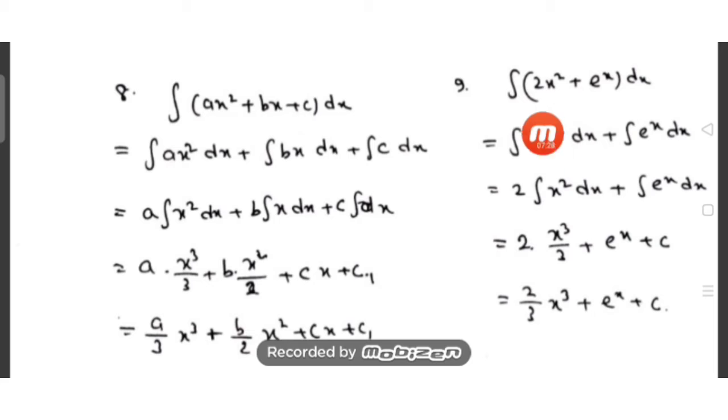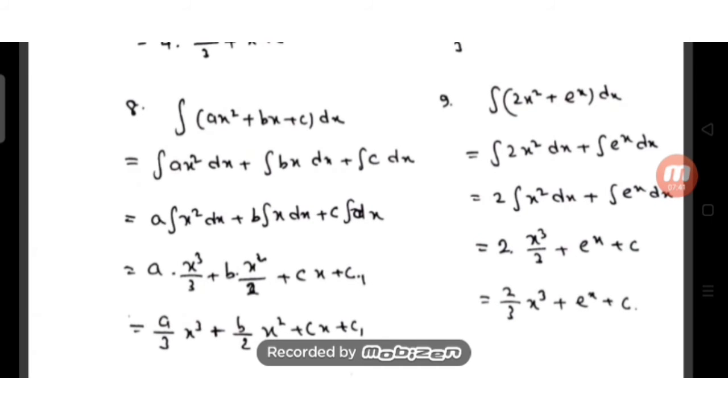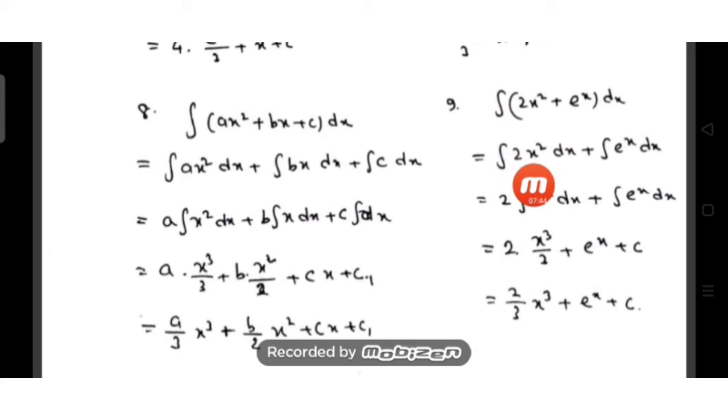Now the next question is the integration of 2x square plus e to the power x into dx. Again, you know the integrals of x square and e to the power x. That means these are in standard form. So I can separate it into a sum of two integrals, as the integral of a sum. After that, integration of 2x square dx plus integration of e to the power x dx. Then the constant 2 comes out, and x square dx will be there. Then for x square, the power increases, remember that: x to the power 2 plus 1, that is 3, by 3. And the integral of e to the power x is e to the power x, plus c. And this also I have written with one extra step.